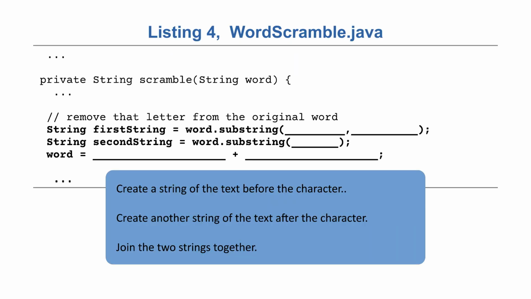Create a string of the text before the character. Create another string of the text after the character. Then join the two strings together. Run it. What happened? It should still have just printed a blank line.